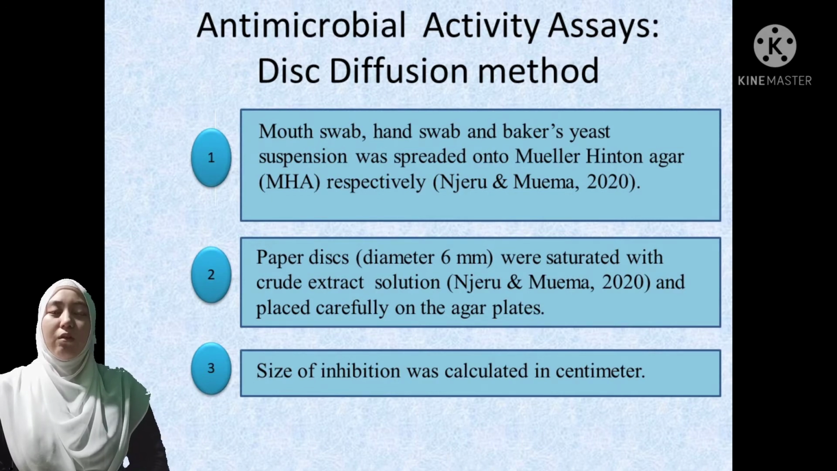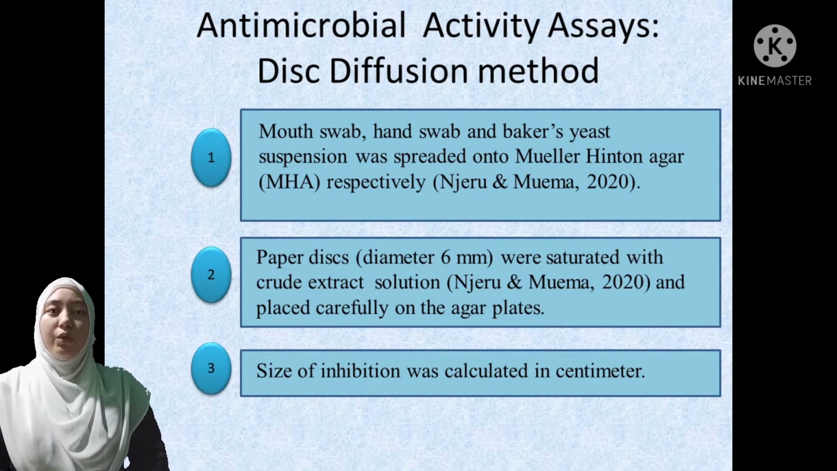Firstly, the suspension of mouth swab, hand swab, and Becker's yeast was spread aseptically onto MHA. After that, the paper disc was saturated with the crude extract solution by dipping the paper disc into the extract and placed carefully on the agar plates by using forceps. Then the plates were incubated at room temperature for 24 hours.